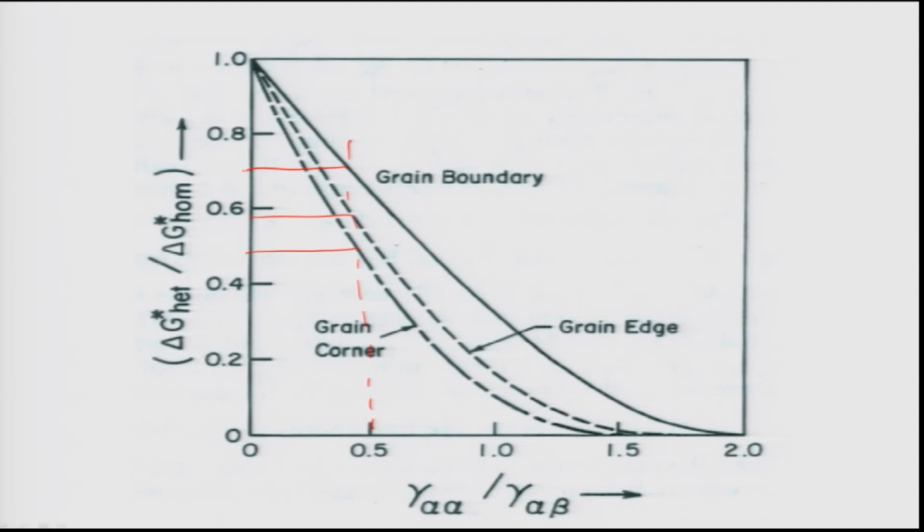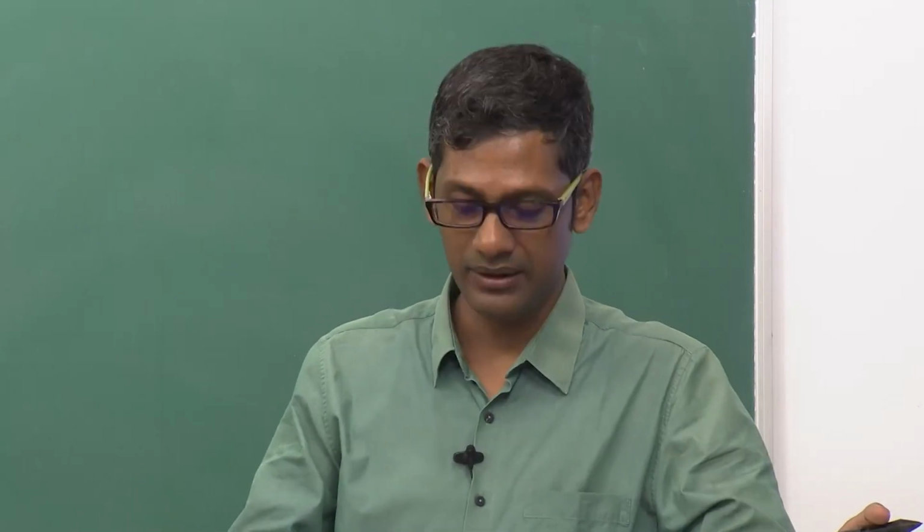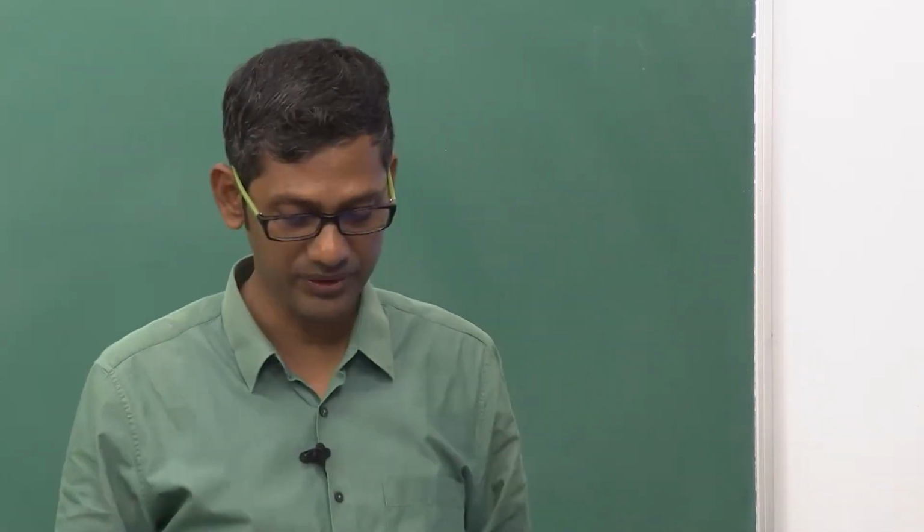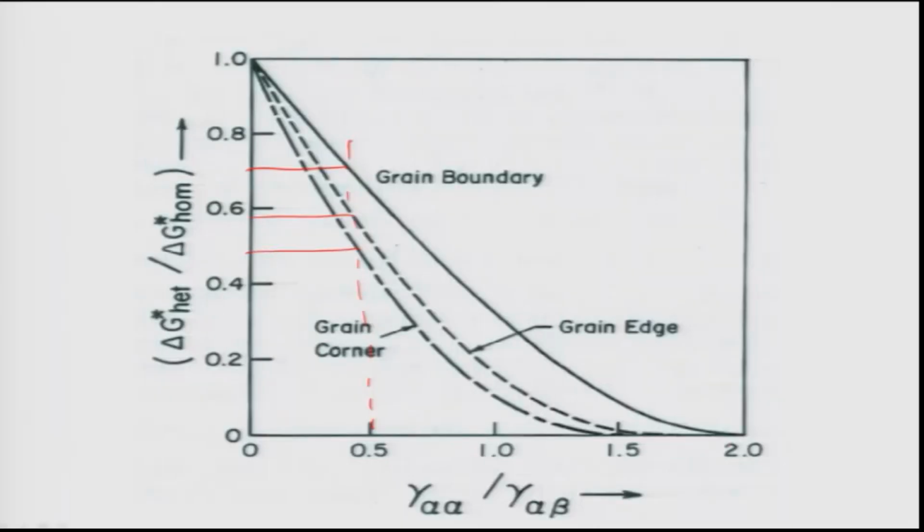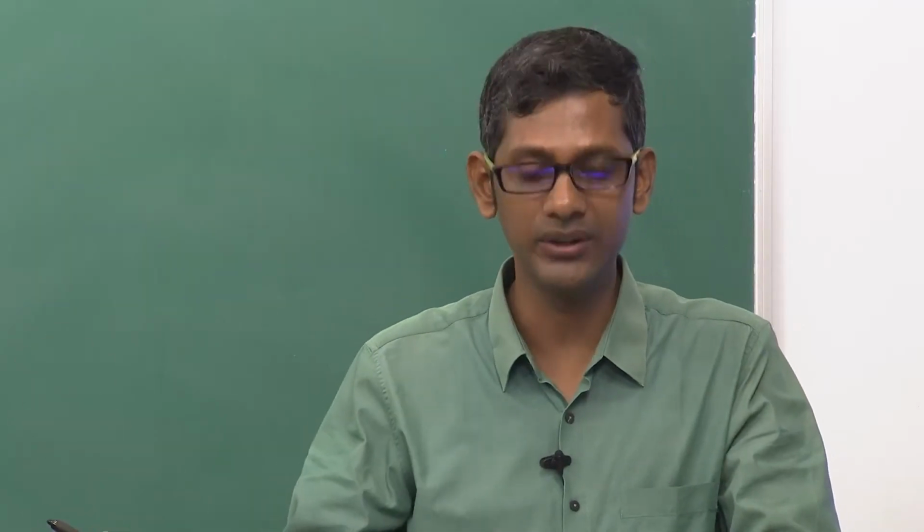But as this ratio becomes higher, that means the ratio of the energy differences between the alpha alpha grain boundary and the alpha beta interfacial energy differs widely, then the nucleation on the grain edge and grain corner will not vary much. And when it becomes very high, close to double, then what will happen? That means when theta is very high, nucleation can happen anywhere. There is not much difference between boundary, edge and corner. So that's one important aspect which comes directly from this equation.